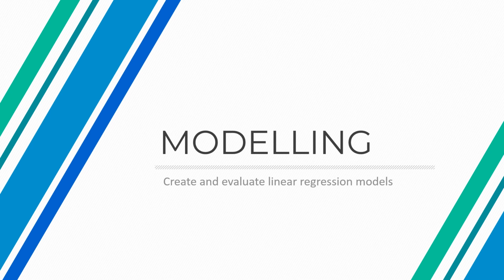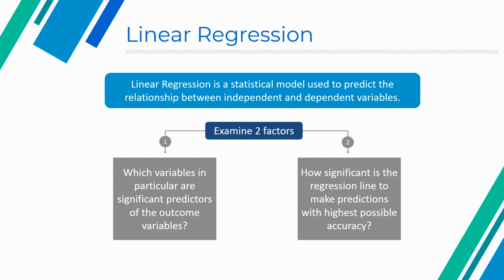Modeling. We are going to create and evaluate linear regression models. Now we are going to use the clean and transformed data to build a regression model. Linear regression is a statistical model used to predict the relationship between independent and dependent variables by examining two factors. The first important one is which variables in particular are significant predictors of the outcome variable. And the second one that we need to look at closely is how significant the regression line is to make predictions with the highest possible accuracy. If it's inaccurate, then we cannot use it, so it is important we find the most accurate line we can get.